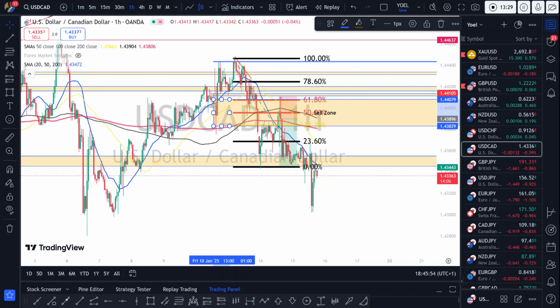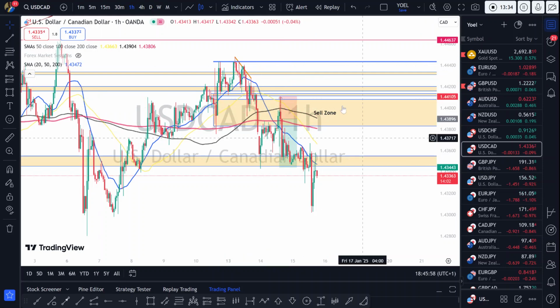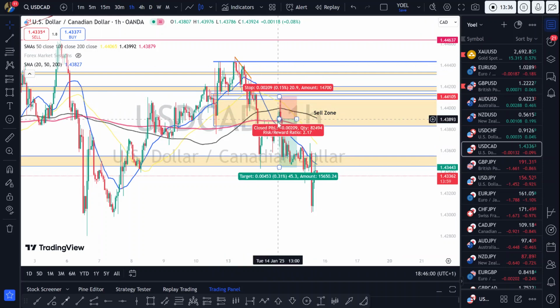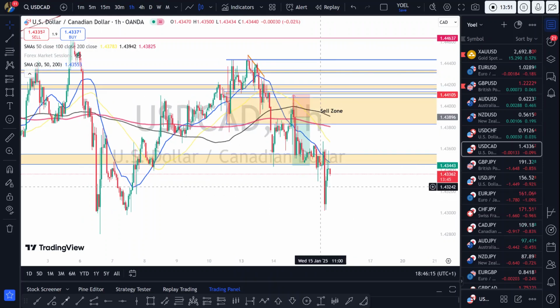Sell zone. Let me remove the Fibonacci. Now, can you see? It got there, then it pulled back here. Boom, I entered. I picked my sell here. USDCAD. I think I shared the result in one of the communities. Look at the stop loss behind here, and then look at the take profit. That's how we use the Fibonacci.